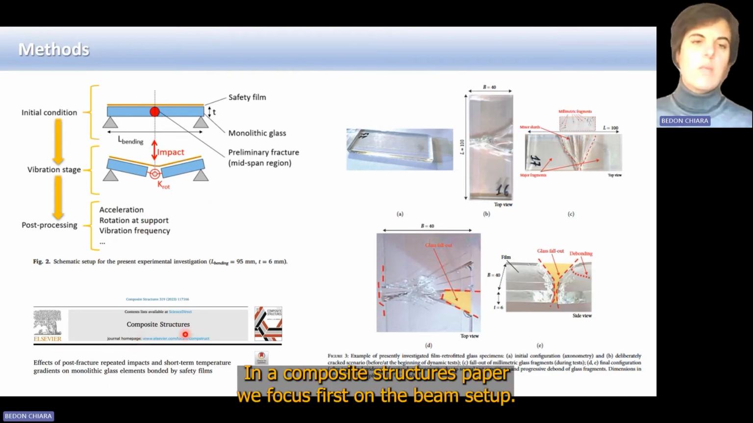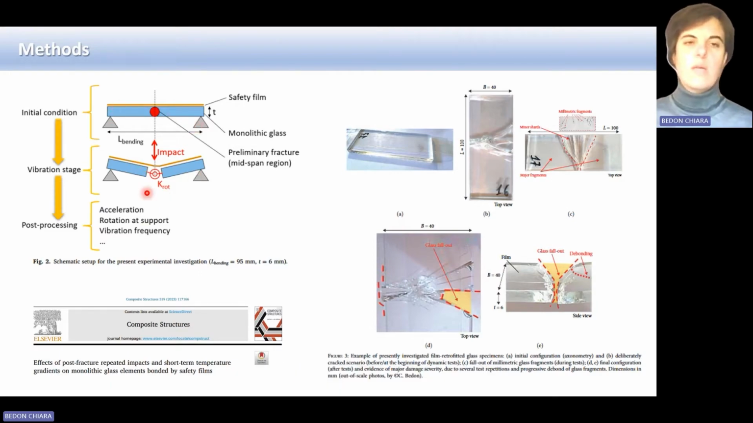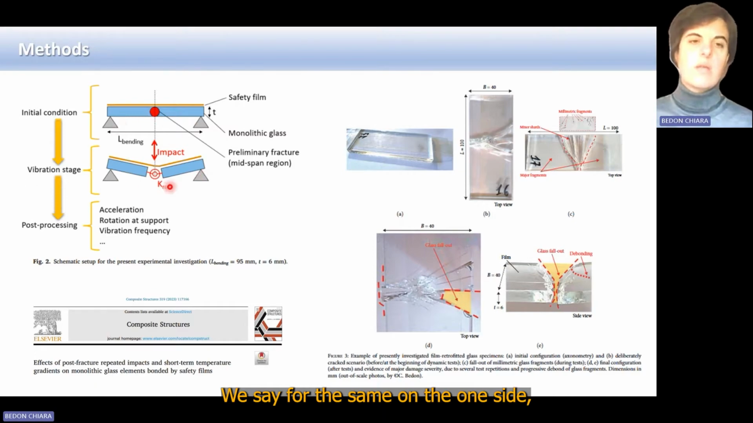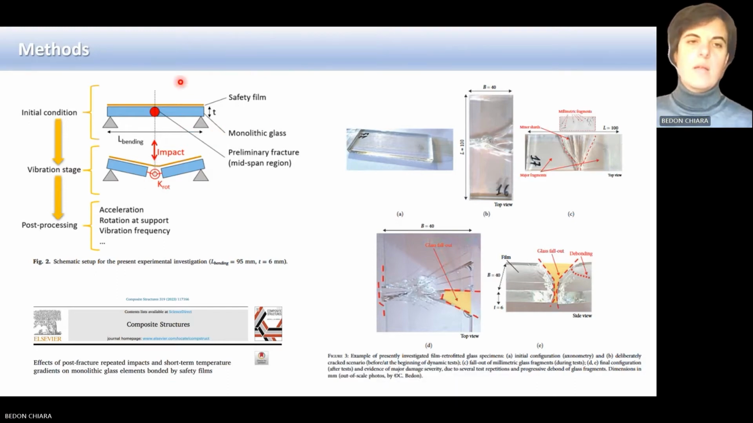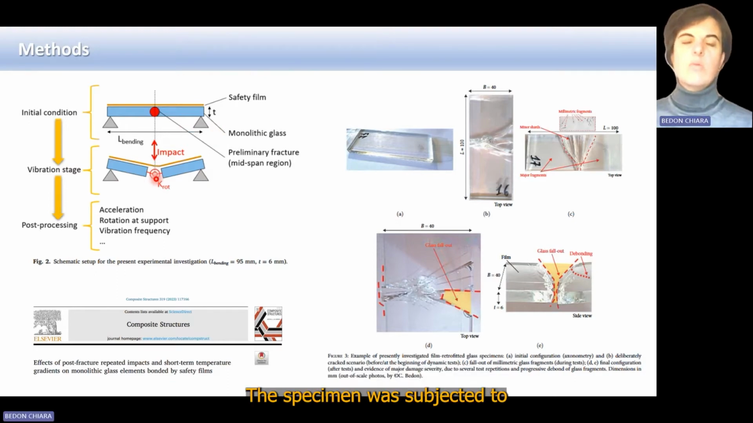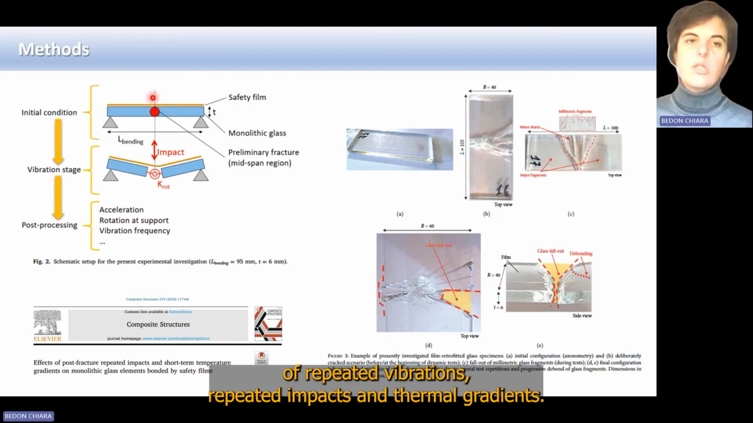In the composite structures paper, we focused first on a beam setup, a simply supported small-scale monolithic glass specimen with safety film on one side and a preliminary fracture more or less in the middle. The specimen was subjected to an initial cooling stage just to focus on the effect of repeated vibrations, repeated impacts, and thermal gradients.